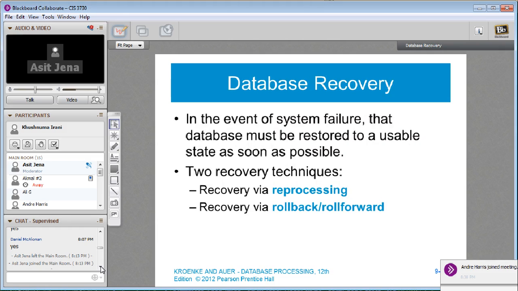Database recovery, that's what the database does. Recovery via reprocessing, recovery via rollback and roll forward. If there is a problem, some kind of hardware failure, or some kind of natural disaster, or a terrorist attack, there are many ways to recover the database. It might be through reprocessing, it might be through rollback or roll forward, or it might be from a database backup.